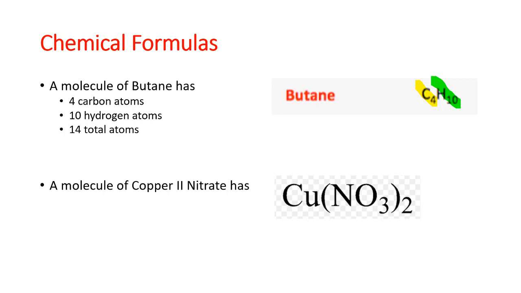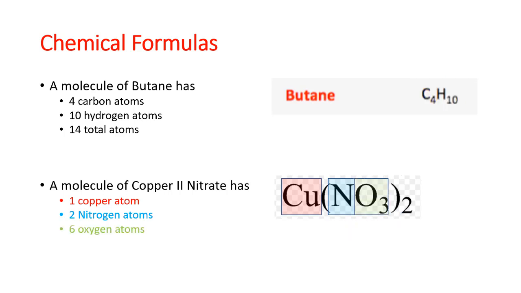Well, what about copper nitrate? Copper nitrate's a little bit different. It has the one copper atom. It has 2 nitrogen atoms, and the reason it has 2 is because anytime you have atoms inside of parentheses, we multiply it by the number on the outside of the parentheses. So in this case, there's 1 nitrogen atom, but because of the subscript 2 on the outside of the parentheses, it's 2 times 1 for a total of 2 nitrogen atoms. Oxygen has 6, and for the same reason, there are 3 inside the parentheses, multiply that times 2, and you get 6, for a total of 9 atoms.